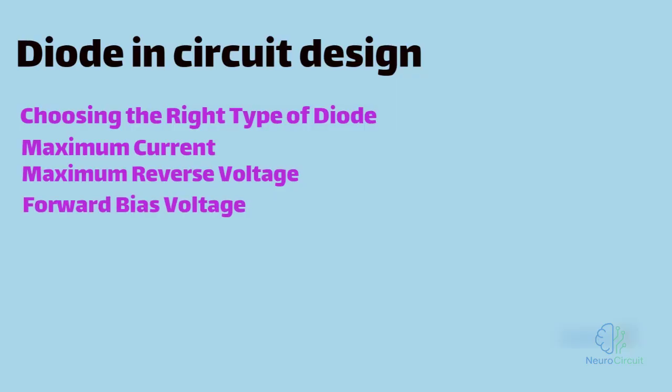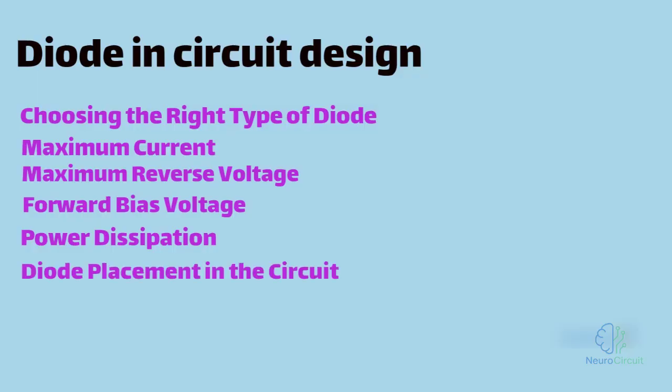Forward bias voltage. To activate the diode and allow forward current flow, a forward bias voltage is required. Typically, for silicon diodes, the voltage is around 0.7 volts, and for germanium diodes, it is around 0.3 volts. Power dissipation. Consider the power dissipation caused by the current flowing through the diode. Each diode dissipates some energy in the form of heat. Ensure that the chosen diode can handle the heat generated.